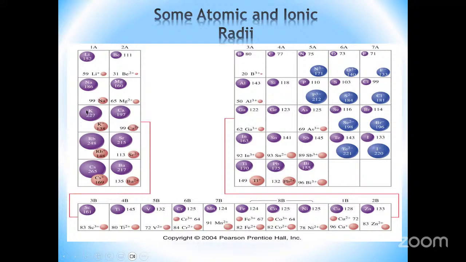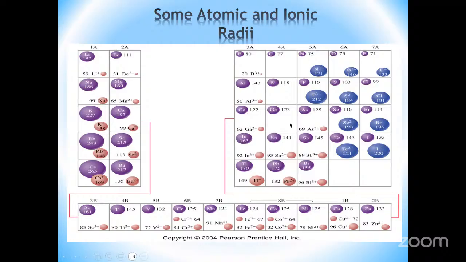So the first thing I want to highlight, as I said before, is that the cations are smaller in size compared to the atoms from which they're formed. And you can see that over here, for all these, for example, lithium ion is 59 picometers, compared to the lithium atom, which is 152 picometers. Just to highlight another arbitrary example, strontium, the atomic size is 215, the ionic size is 113. So again, you see that the cations are smaller in size compared to the atoms from which they're formed.